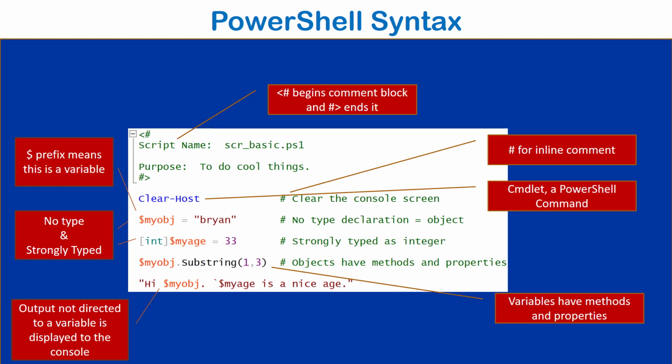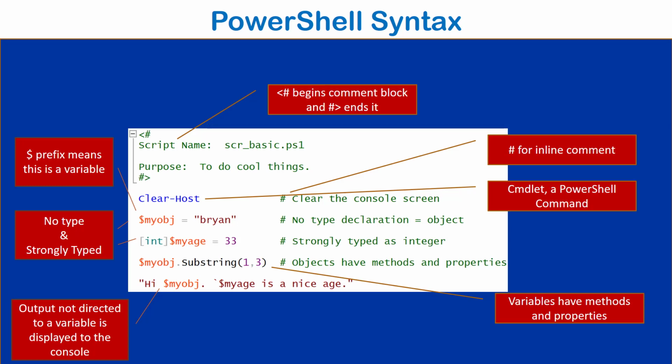The other thing that you'll notice is the line that says $myobj.substring. There are automatic methods and properties created for the objects that we create in PowerShell. So when we create variables, they're not just simple variables like anything like a Java object or C#. They have methods and properties automatically created as part of them. And some of the useful ones, like substring, allow me to get pieces of the string in the object.